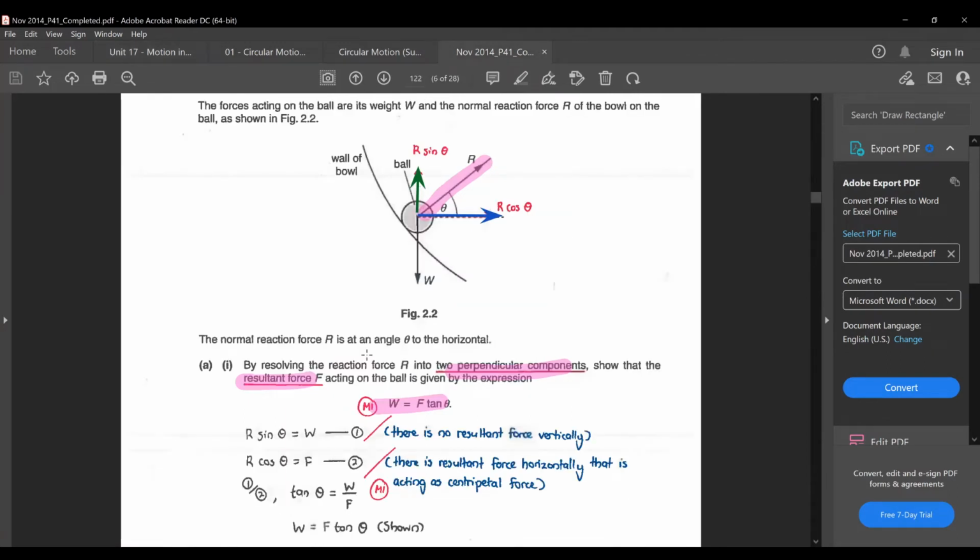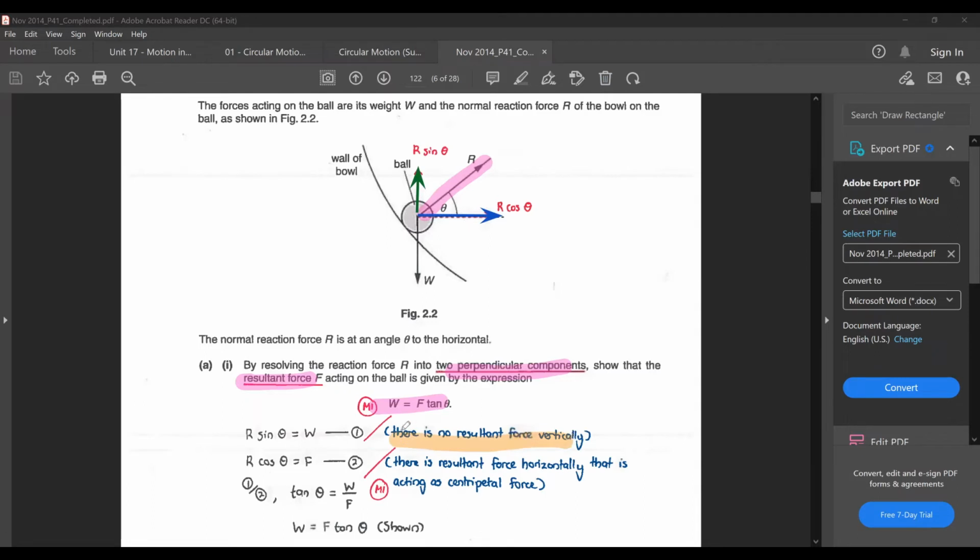So as I mentioned to you just now, because your object was moving in a horizontal circle, there is no resultant force vertically. So I can say that R sine theta is actually just equal to W.